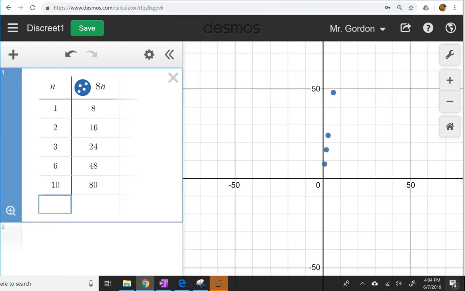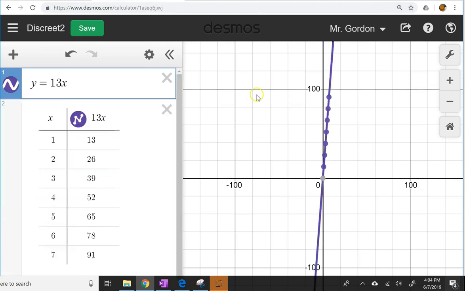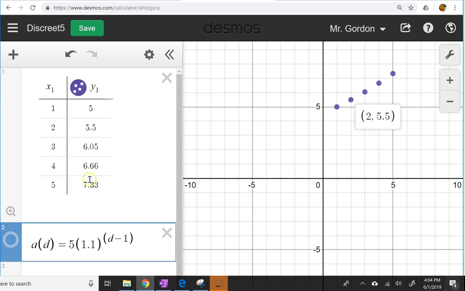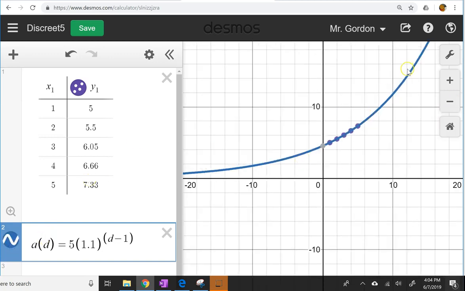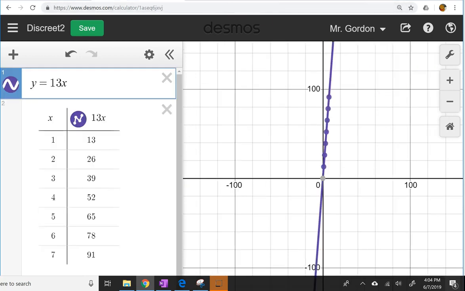Case 1, problem 1, was a linear function that was discrete, and case 2 was a linear function that was continuous. So we're comparing linear and exponential functions. We're also comparing discrete and continuous. And so notice that the key giveaway that this is an exponential function is the curvature of the graph compared to the straight linear functions.